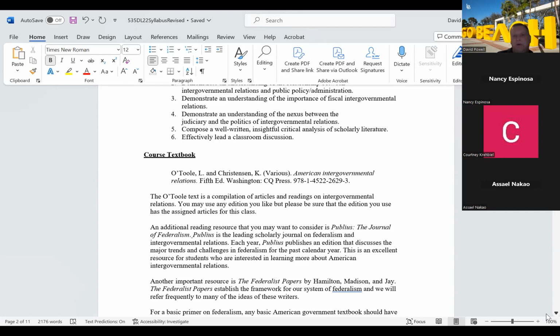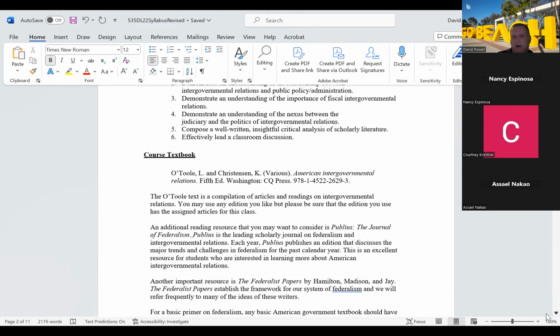So you've got the O'Toole textbook, plus you also have those additional readings that I have on our Canvas site. Another good source for you in this class is a journal called Publius, the Journal of Federalism. I don't know if you've used Publius before, but for every field and every subfield, there's one mainline journal. In public administration, the top journal is Public Administration Review, PAR. In the field of federalism, the top journal is Publius, the Journal of Federalism. Publius is published 4 times per year. It's a peer-reviewed, high-quality journal.